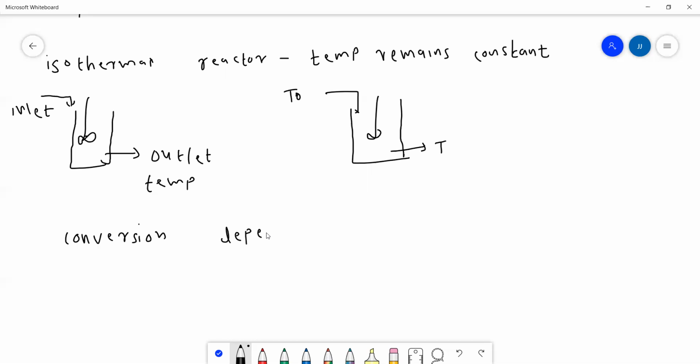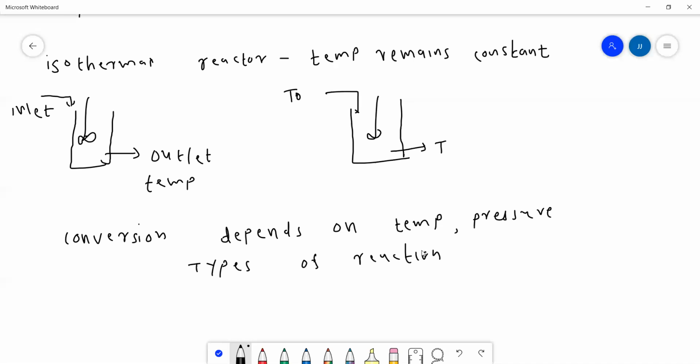Conversion depends on temperature, then pressure, and also depends upon the types of reaction, whether it is an endothermic reaction or an exothermic reaction.